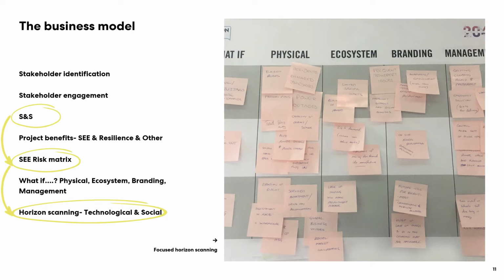The key exercises within this process are the shocks and stresses and the social, environmental and economic risk matrix, to allow horizon scanning to see what may change in the future, both technologically and socially, to make sure that flexibility is built into the design project.